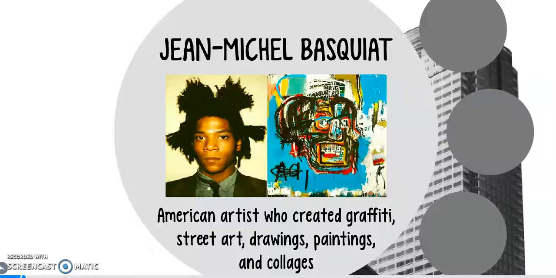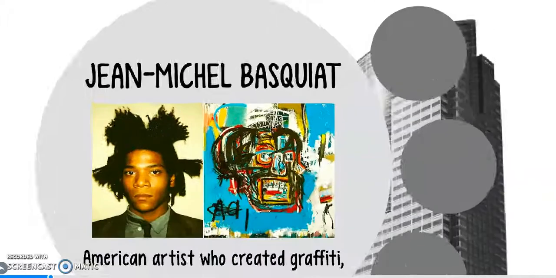So you can see here an image of Jean-Michel Basquiat. He was known for having a unique hairstyle, and an example of his artwork. His artwork is always colorful, has black lines, and is always a little bit messy. That was his artistic style.